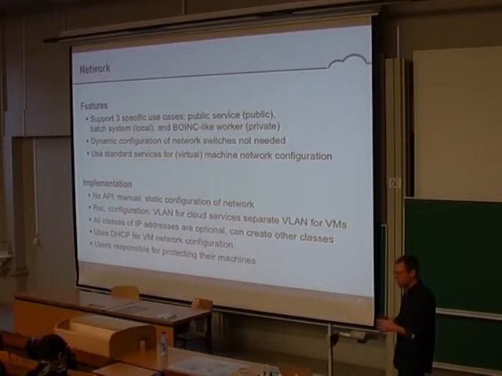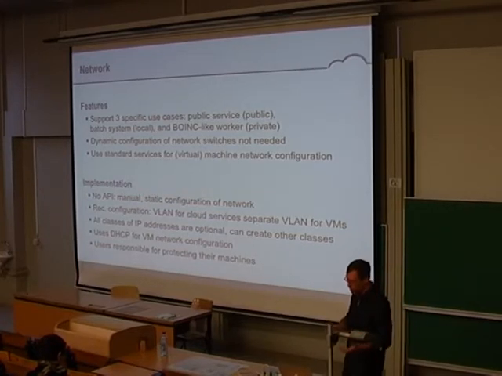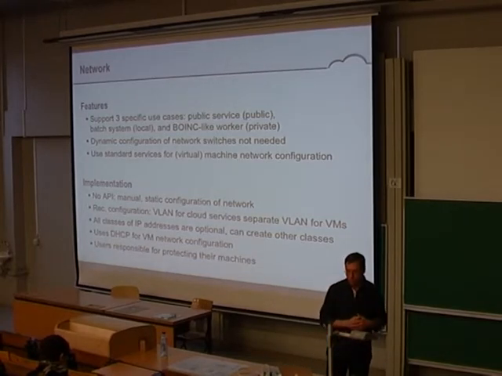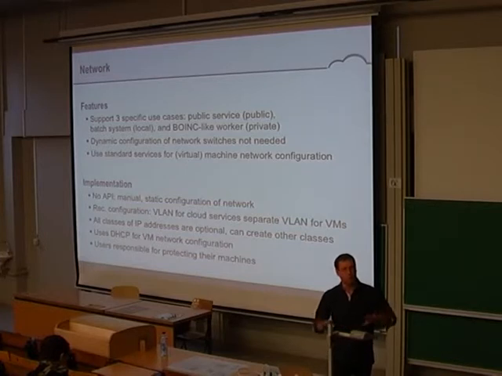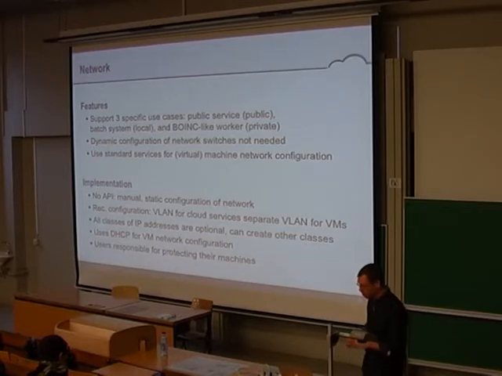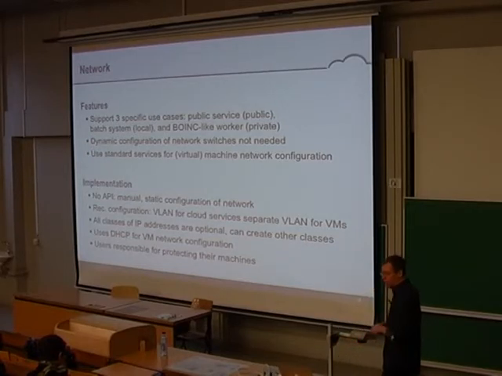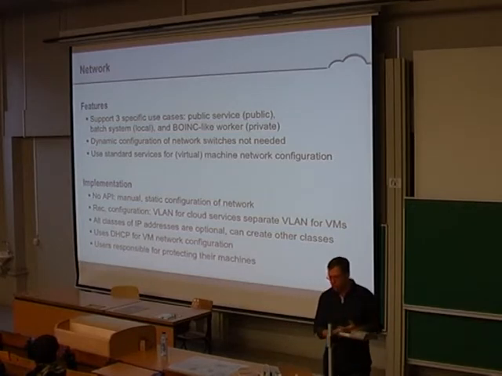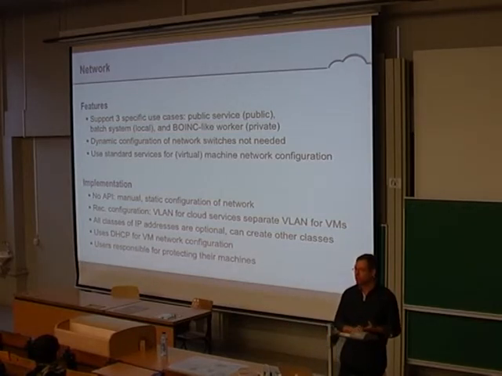So in fact, it's very simple. There's no API at all. There's no service there. It's really a manual static configuration of the network itself. What we do recommend is basically two VLANs, which are configured, one for the server side of things and one for the VM side of things, just to isolate the two. But that can all be done essentially statically when we deploy things. All the classes of the IP addresses, so public, private, and local, are all optional. So you can either deploy them or not deploy them as you would like.